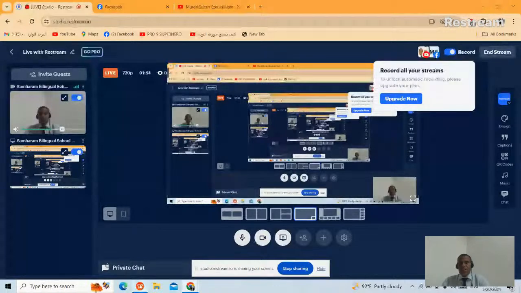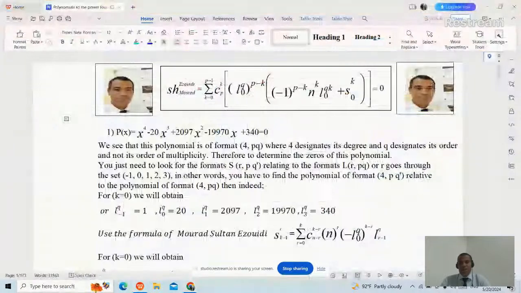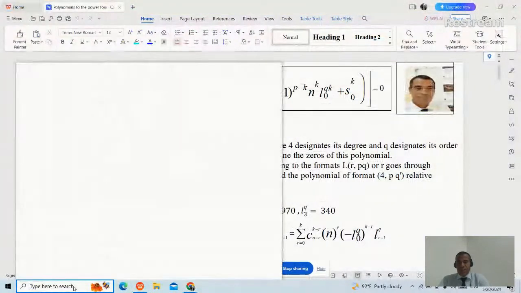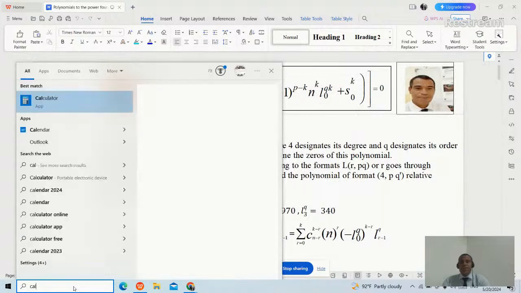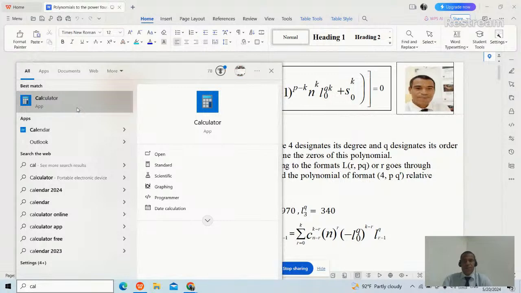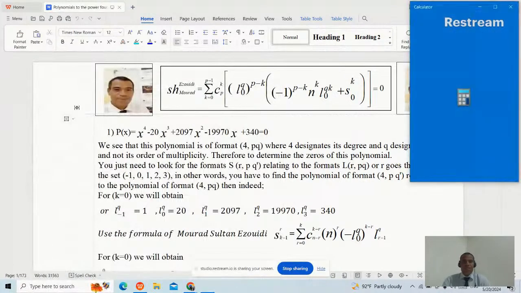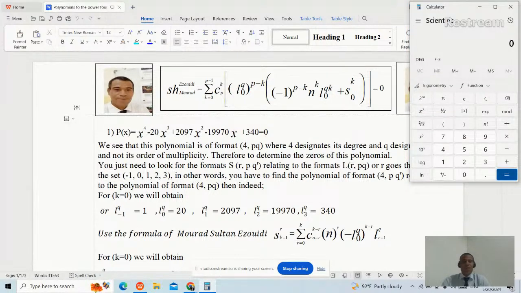We are going to, at the same time, find the zero of a polynomial of degree 4. So let's start. Just a moment. I wish that everyone is watching the lecture. It's very important, especially for mathematics teachers, students and professors. Let's apply this new method of Mr. Mourad Sultan Ezouidi.